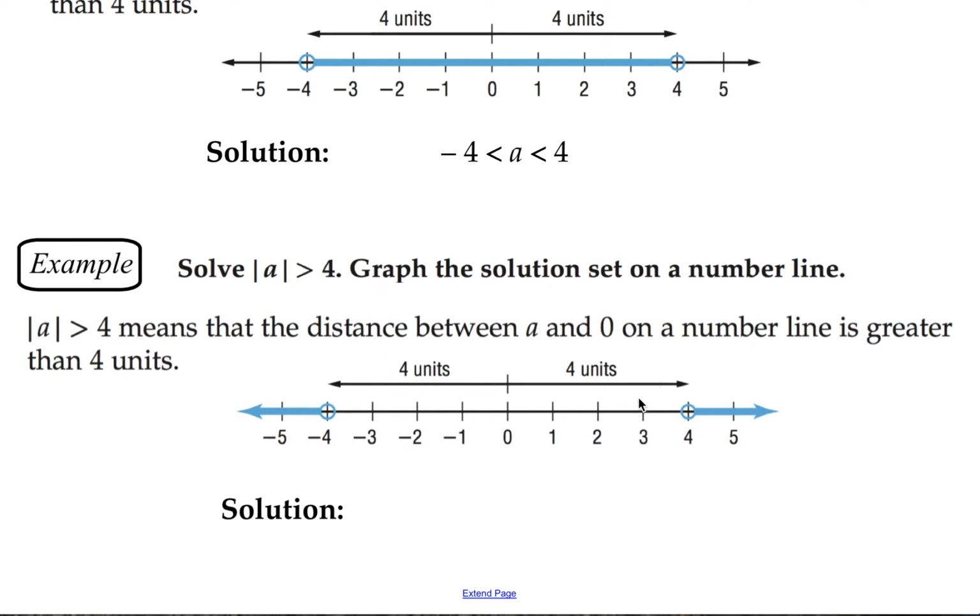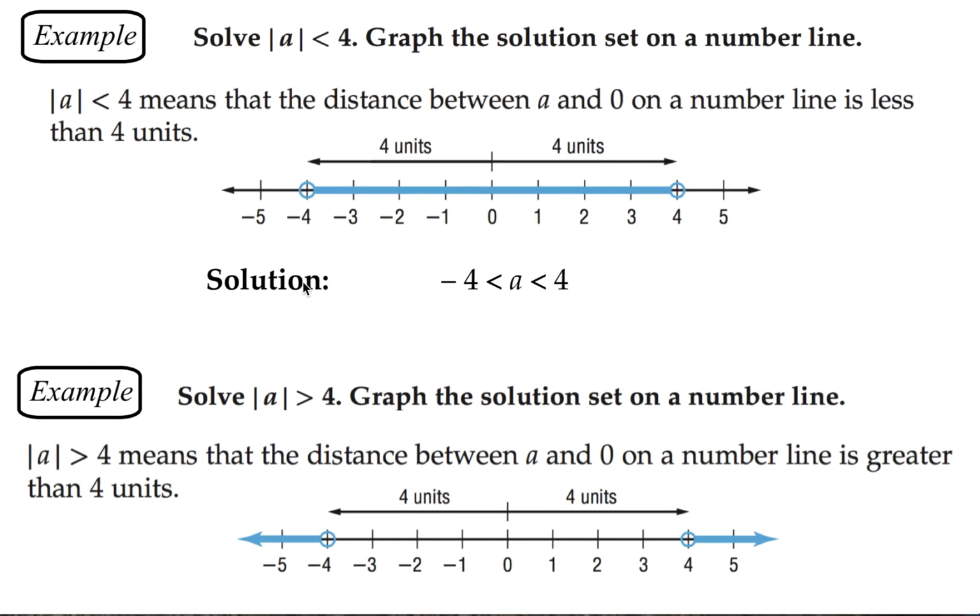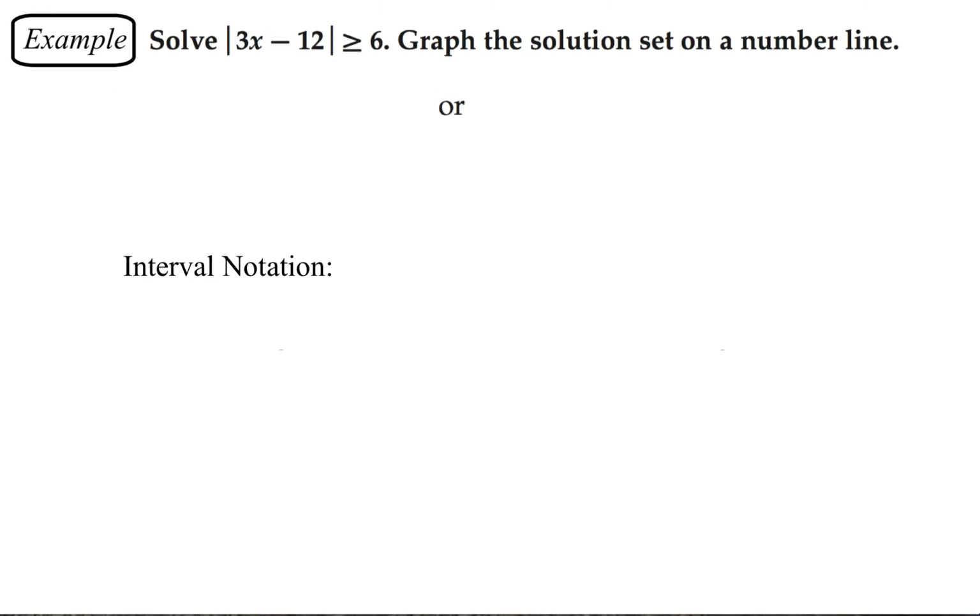So if we want that distance to be greater than 4, it's everything greater than 4 or everything less than negative 4. So then our solution would be A greater than 4 or A less than negative 4. So make sure you understand the difference between the and and the or. Or always goes with greater than or equal to, and and always goes with less than or equal to. Make sure you understand that difference.